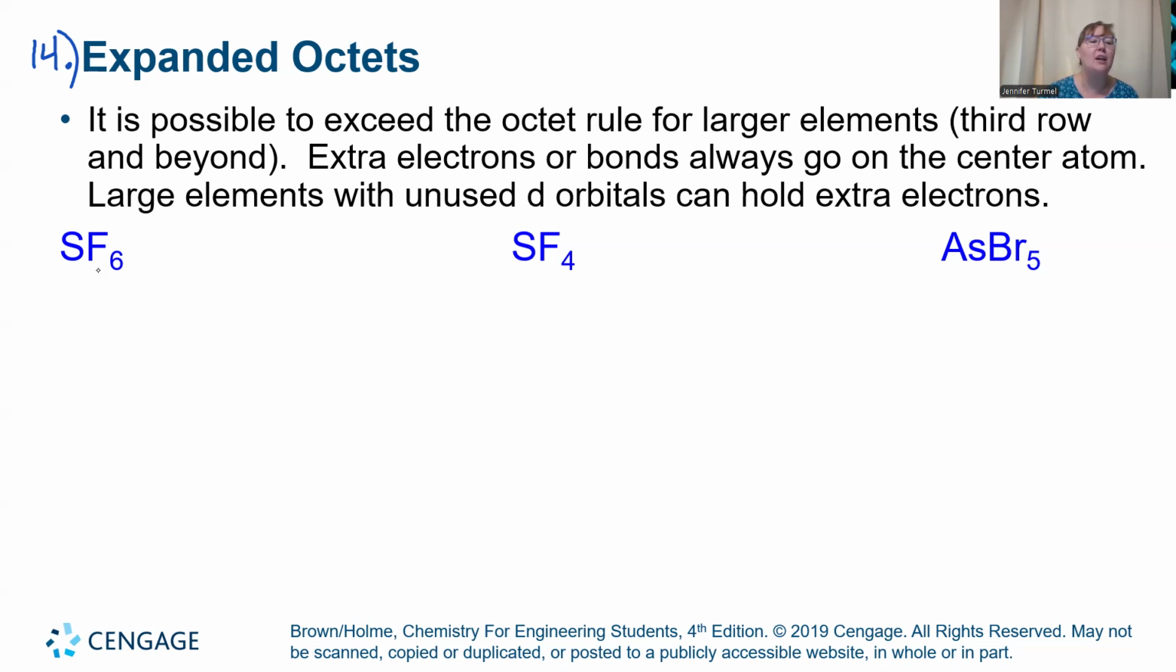So let's take a look at these. First of all, we have SF6. First we count our valence electrons, and that's 6 times 7, so we have 42, and 6 is 48 valence electrons. Now the SF6 means that we have a sulfur in the middle.